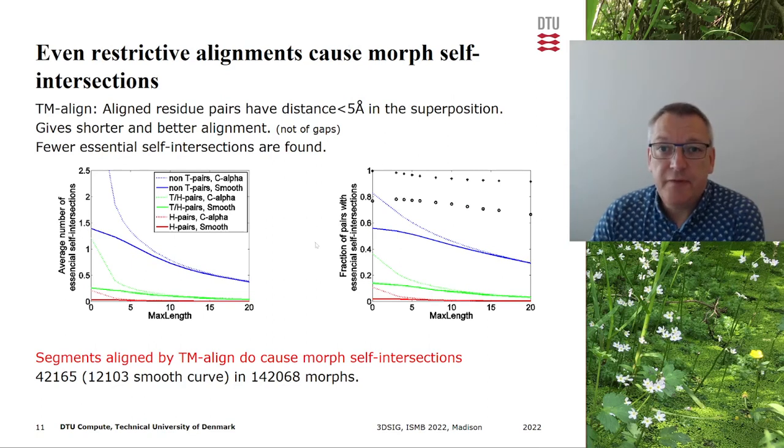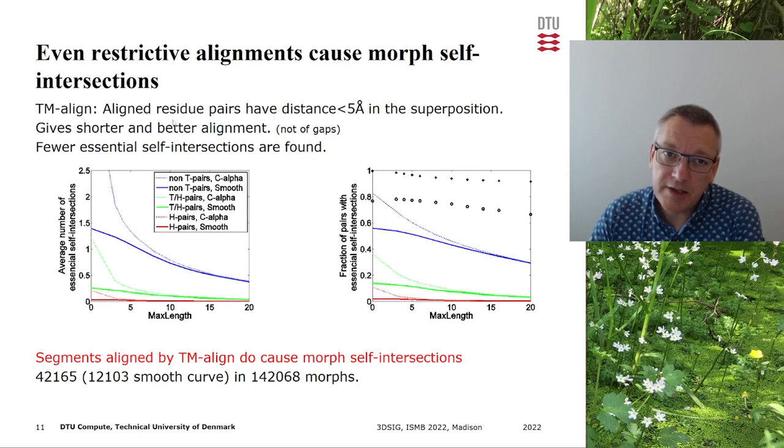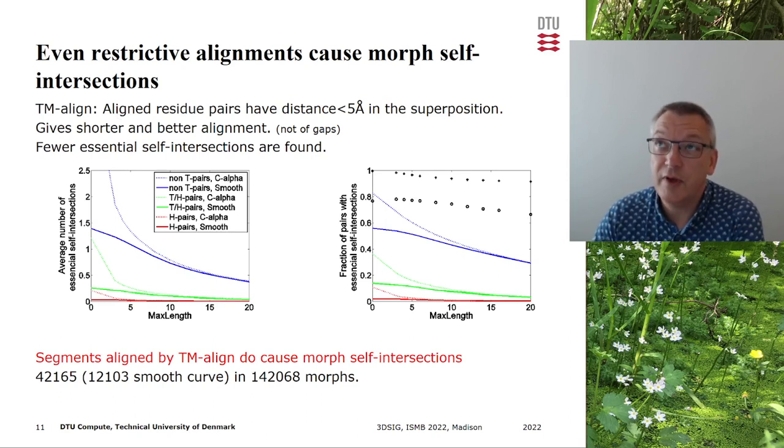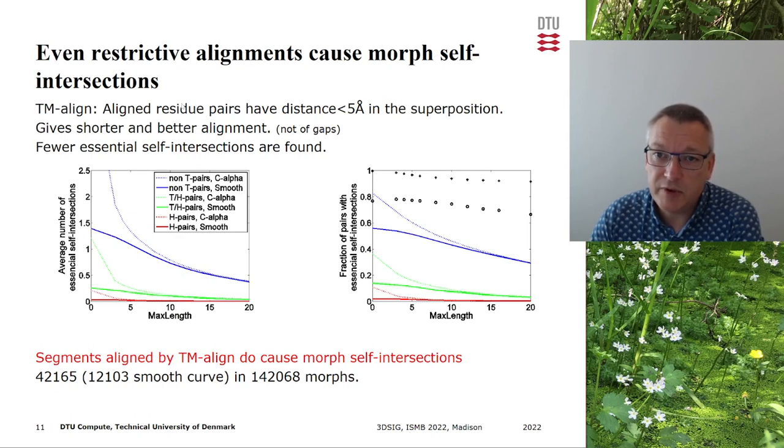If we do the same thing with TM-align, and TM-align is chosen because when I first submitted this work for the first rejection in 2015, it was the most restrictive alignment program. It only aligns residue pairs that are within 5 Ångström distance in the optimal superposition.